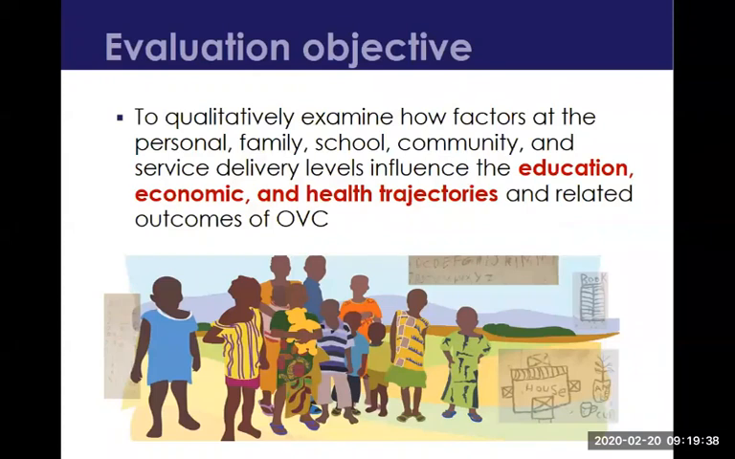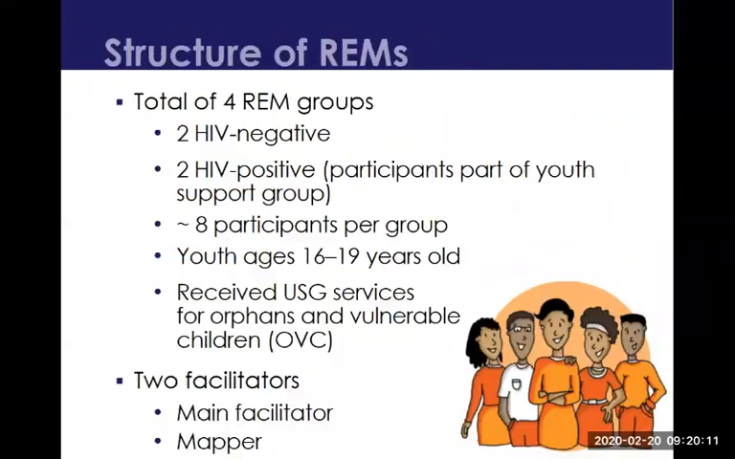For this evaluation in Botswana, the objective was to qualitatively examine how factors at the personal, family, school, community, and service delivery levels influence the education, economic, and health trajectories and related outcomes of OBC. The ripple effect mapping was one qualitative component. There was also a quantitative component of this study, and in-depth interviews with caregivers and youth as well.